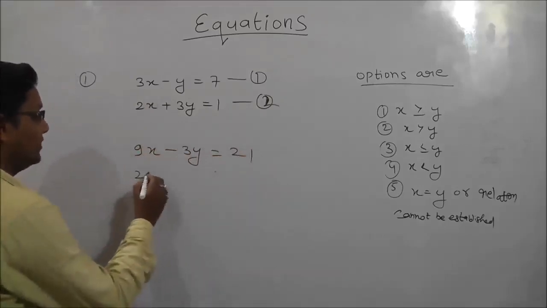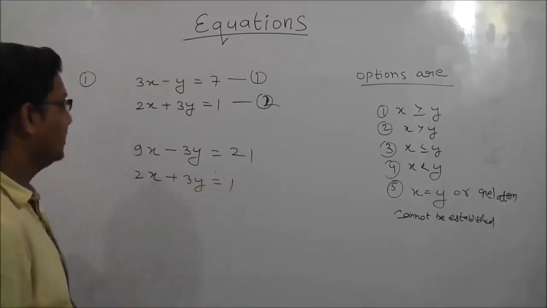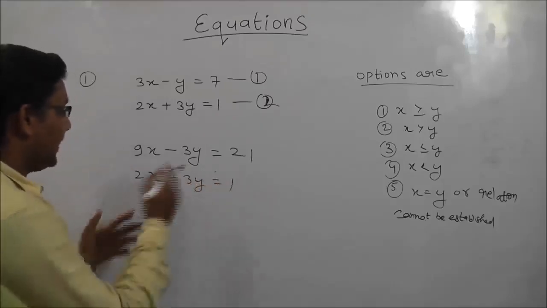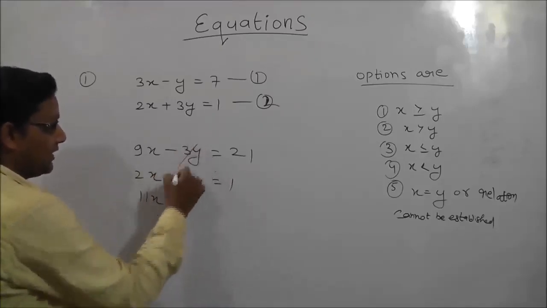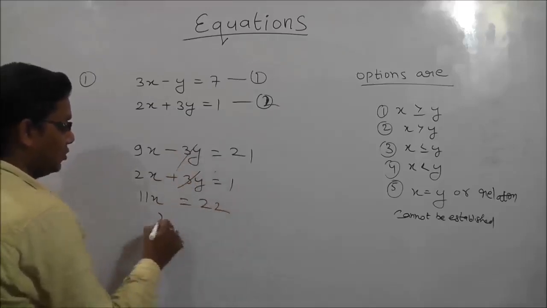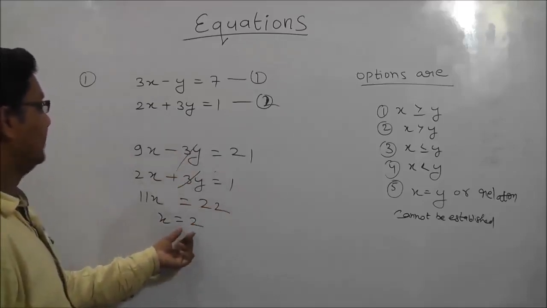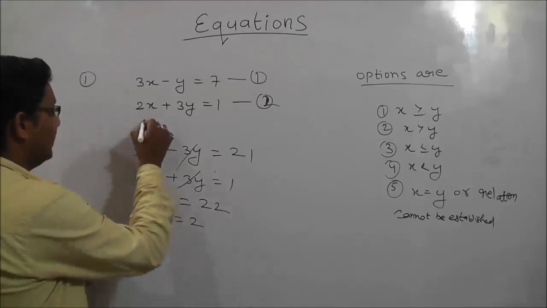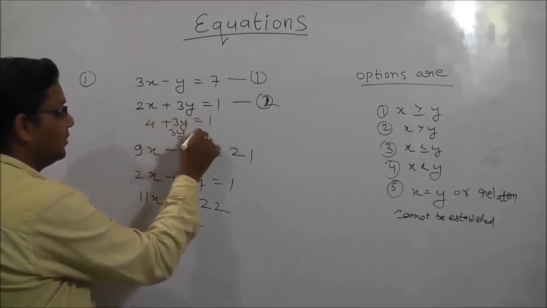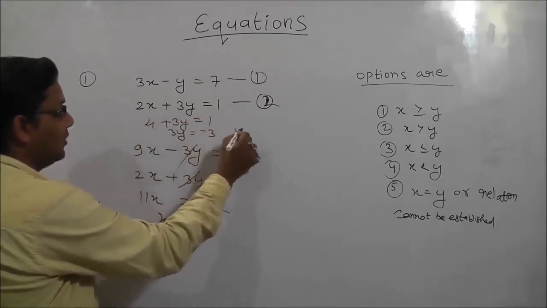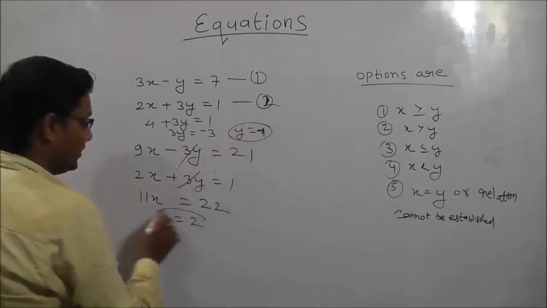And the second equation is 2x plus 3y equals 1. So this is the second equation. Now adding both the equations we get 11x, and the y terms get cancelled, and we get 22. So x equals 2. So put the value of x in this equation. By putting here we get 4 plus 3y equals 1. So 3y equals minus 3. So y equals minus 1. So y equals minus 1 and x equals 2.